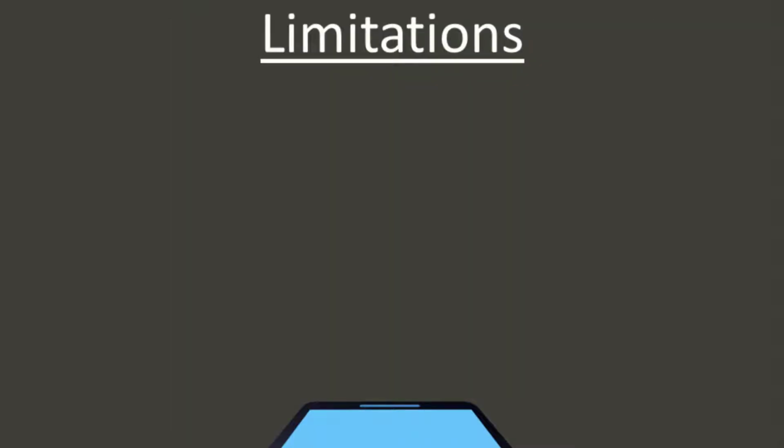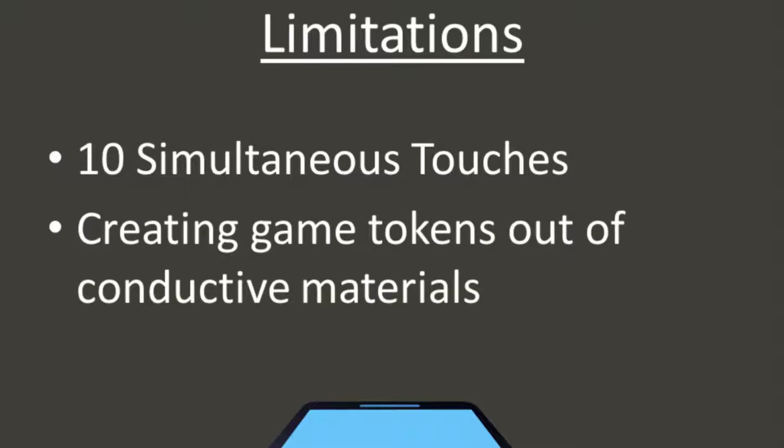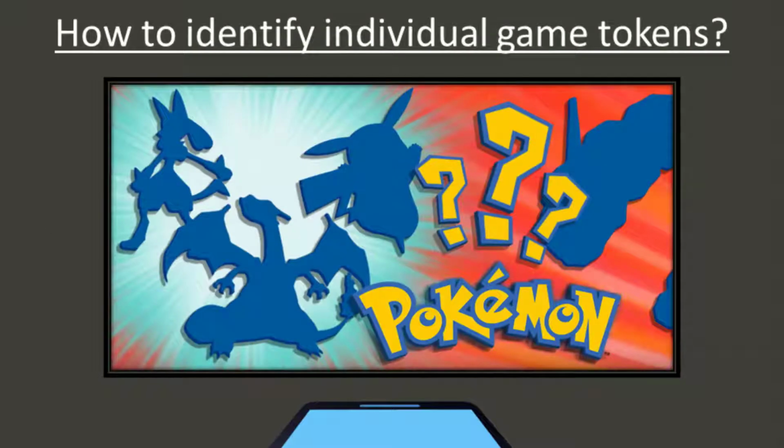This meant that my limitations were having at most 10 simultaneous touch points and making game tokens out of conductive material so that they could be sensed by touchscreens when in contact with a person's fingers. The next problem I would need to address is how to have the library identify individual game tokens when touches can't be distinguished from each other.